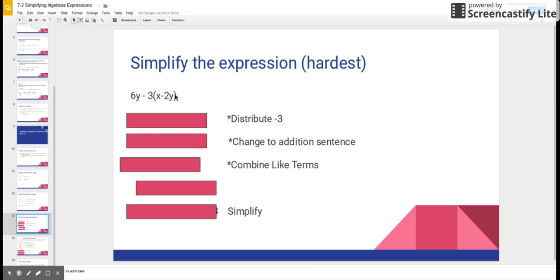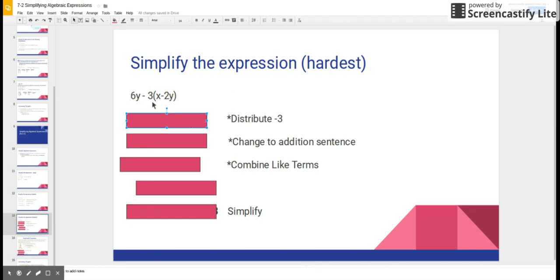I need to get rid of those parentheses because in order to have a simplified expression, we do not have parentheses. So I'm going to pretend like this 3 is actually a negative 3, and that's what I'm going to distribute across. So it'll be negative 3 times x, which is negative 3x. And then we have negative 3 times negative 2y, which is 6y.